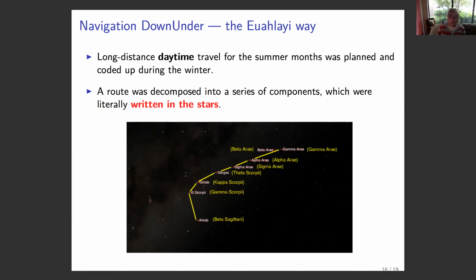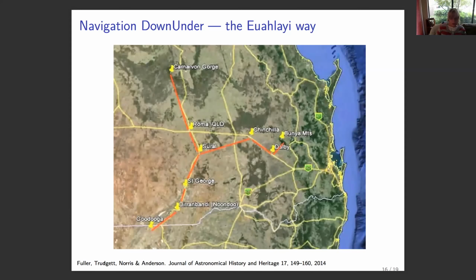And this, according to this article by Fuller, Trudgett, Norris and Anderson, so I know a couple of the people who wrote it, in Journal of Astronomical History and Heritage, this coded transform, this coded route, was taught to the people who were selected to make the journey, was taught during the winter by the elders. So it was taught to them, and as I said, the method for recovering the inverse, the actual route.